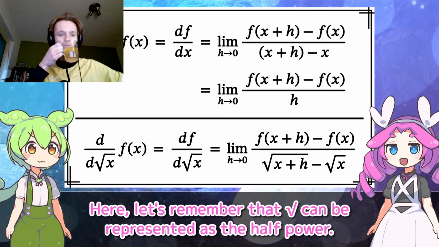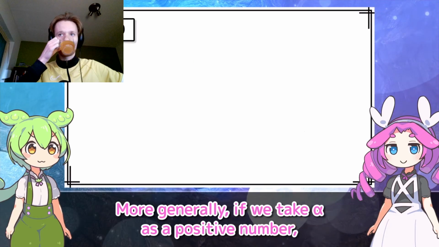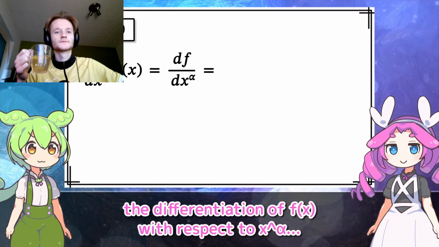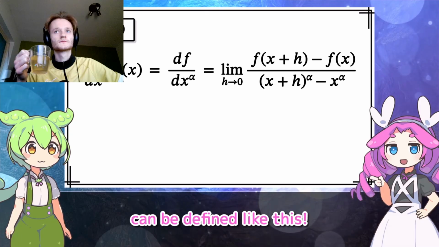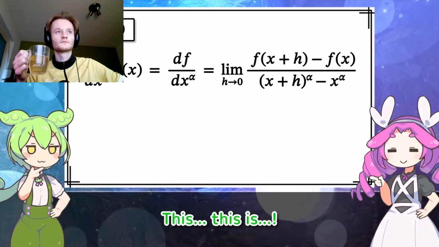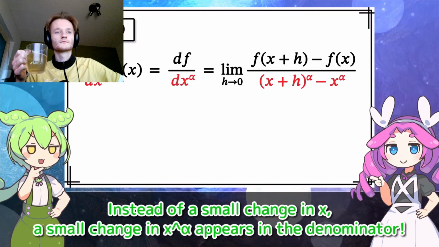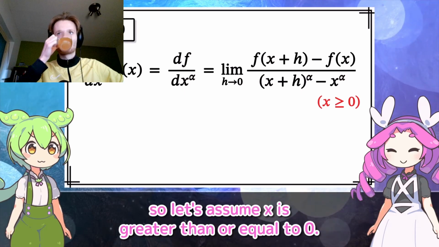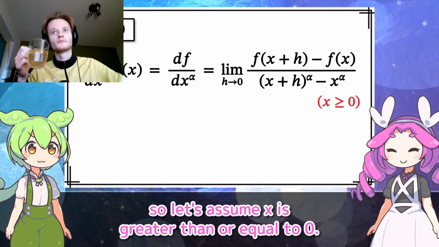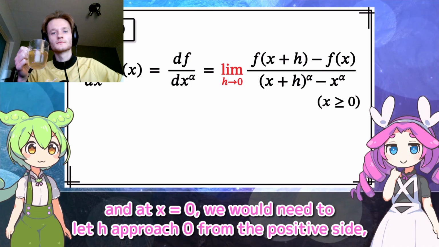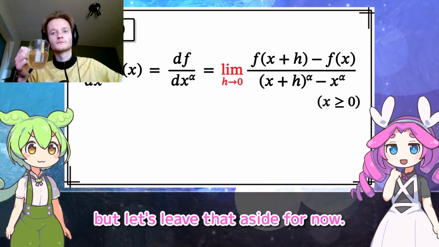Here, let's remember that the square root can be represented as the half power. More generally, if we take alpha as a positive number, the differentiation of f of x with respect to x to the power of alpha can be defined like this. The earlier definition can be considered as the case where alpha equals 1/2. Instead of a small change in x, a small change in x to the power of alpha appears in the denominator. It can get complicated when imaginary numbers are involved, so let's assume x is greater than or equal to 0. Technically, we are using a limit here. And if x equals 0, we would need to let h approach 0 from the positive side. But let's leave that aside for now.